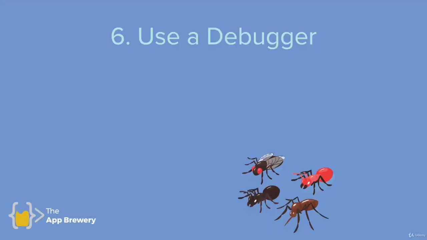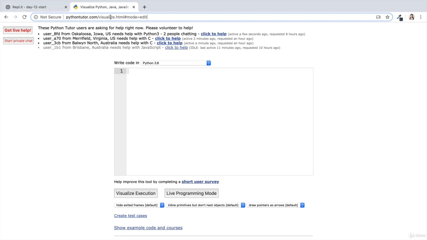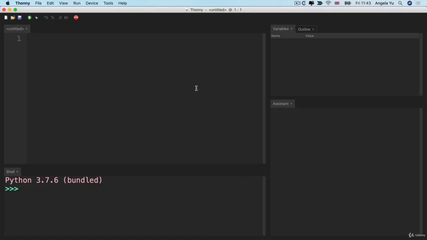Now, before you start getting really committed to print and start making friendship bracelets for this print statement, there's another tool that I really want to talk about. And it's a tool that's bigger, it's fancier, it's more complex. So what is it? It's a debugger. And we've already seen debuggers a little bit. So I've already shown you pythontutor.com, and you've also seen us use the debugger in the Thonny editor right here.